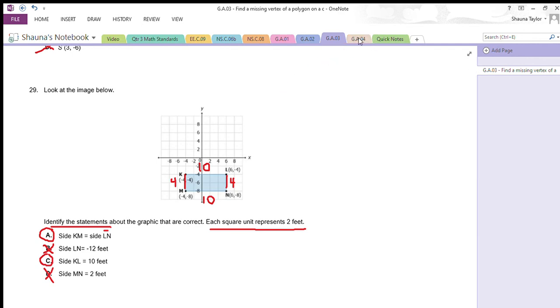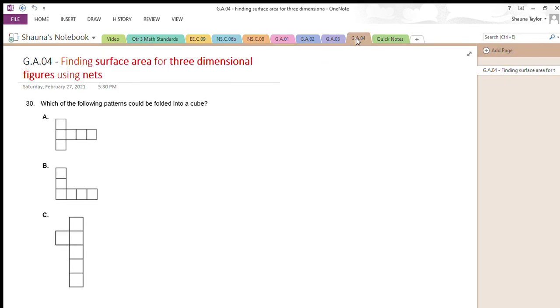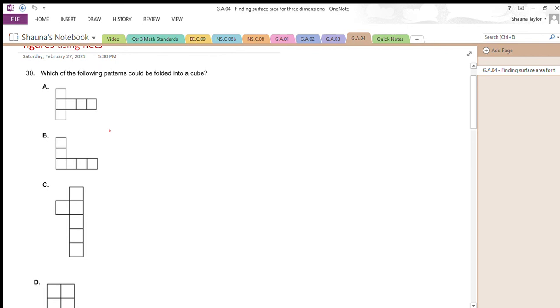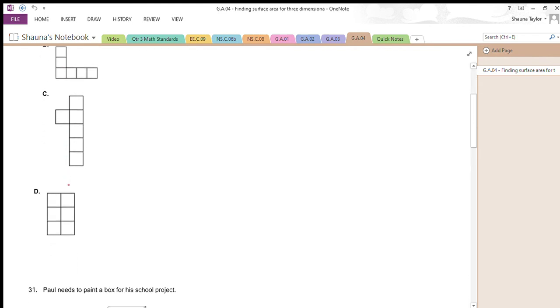Okay, let's move on to our last standard here. Looks like we're doing good on time. Okay, GAO4. Finding surface area for 3-dimensional figures using nets. All right, so let's look at this. Which of the following patterns could be folded into a cube? Now, you remember I was talking to you about this? I told you that the first one could look like a cross. So do you see it anywhere? I don't see that cross.